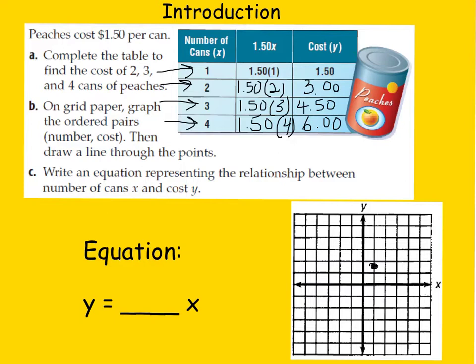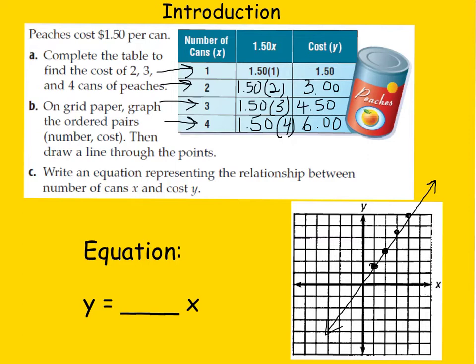Go ahead, pause the video, graph the number of cans: 2 for $3, 3 for $4.50, and 4 for $6. Okay, for 2 cans, it costs $3, so we're going to go to the right 2 and up to $3, and that's where our next point's going to be. For 3 cans, it costs $4.50, so here's where our next point is going to be. And then for 4 cans, it costs $6, and so here's where our final point is going to be. Once we connect all of these dots, we will notice that it forms a straight line, so we make our line go straight through all of the points, extending beyond the graph, and then making sure that you have those arrows on the end to show that it goes on forever.